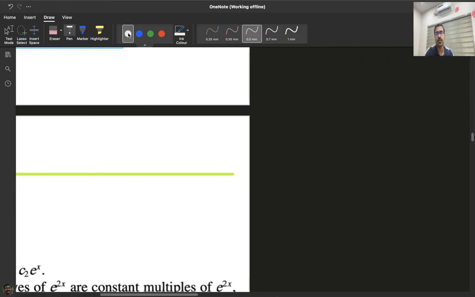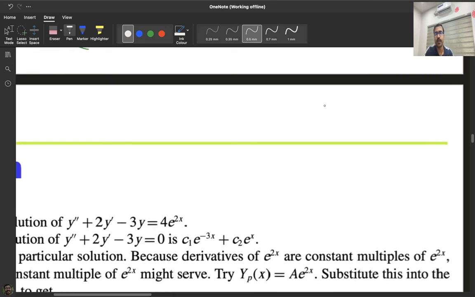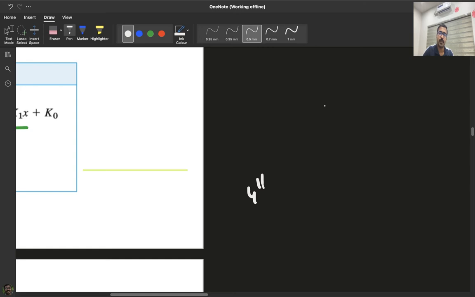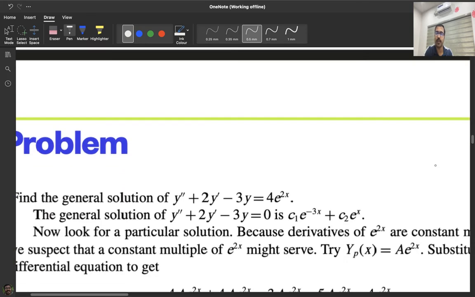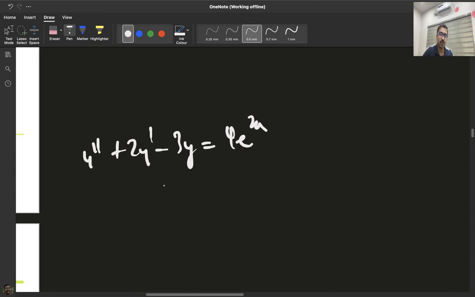Okay, so one more thing. The equation is y double dash plus 2y dash minus 3y is equal to 4 e raised to 2x. So that is the equation, right? As I told you, the solution will have two steps.